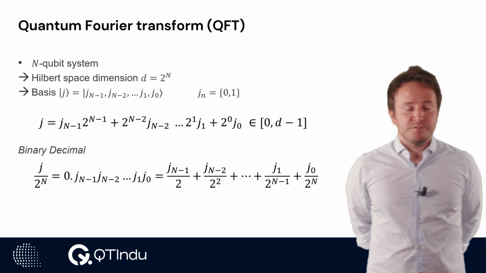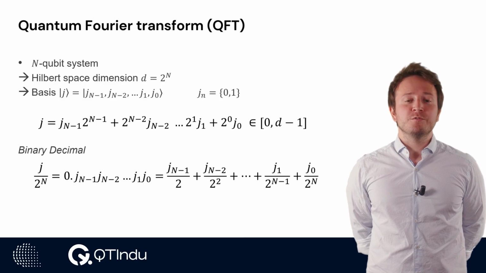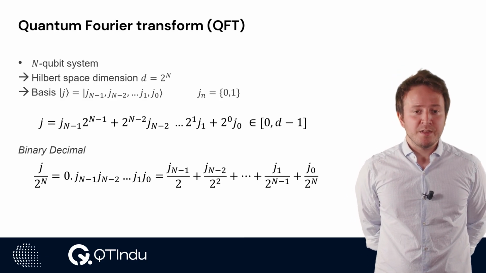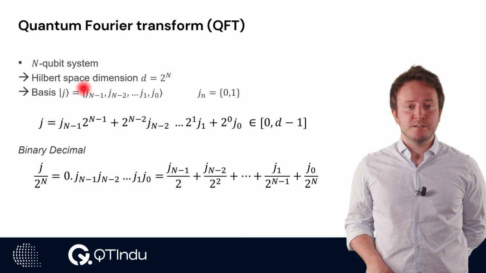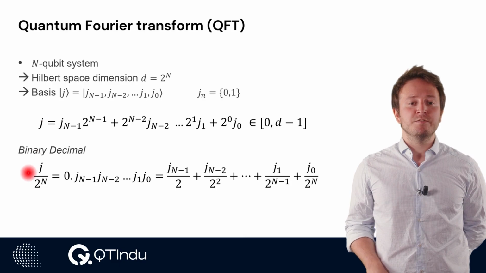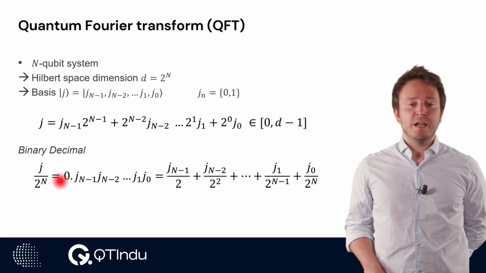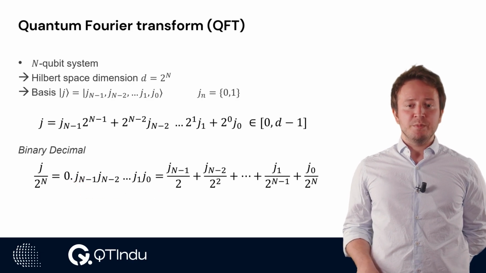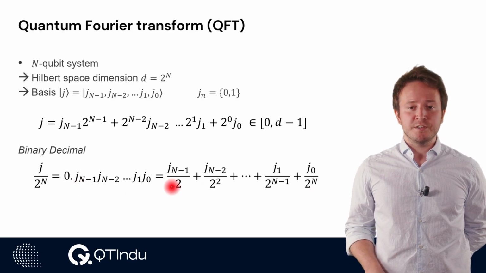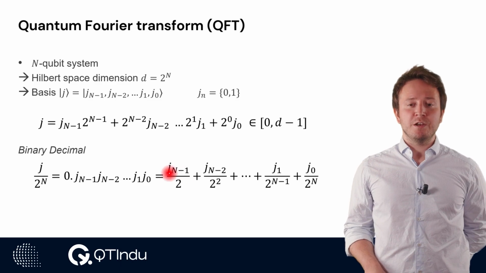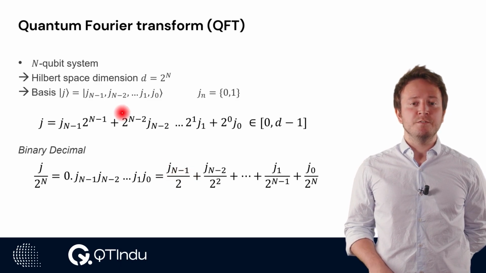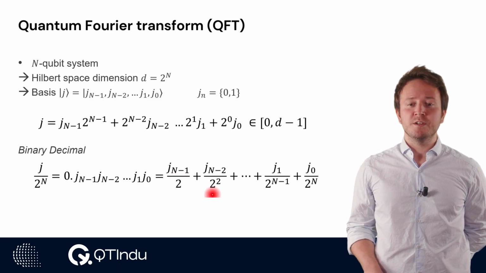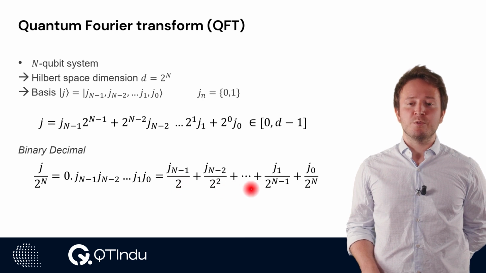Another very important definition before we get into the quantum Fourier transform is the binary decimal. Essentially, what we do is that we take the decimal number and then we divide it by 2 to the power n. And then we will use this notation a lot, where essentially we just have 0 point the string. And by this we mean that the different values j of the individual entries of the string will be divided by the appropriate power of 2.